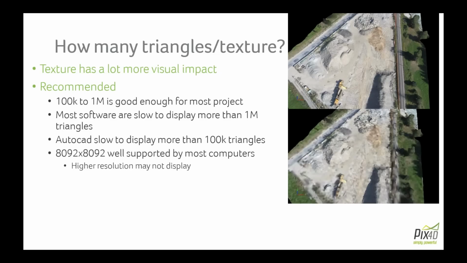So, as a short summary of this slide, the default values that we've put in the software are 1 million for the triangles and 8,000 for the texture. If your goal is to display in AutoCAD, then you should definitely try to reduce to 1,000 and maybe even reduce the texture to 4,000 by 4,000. If you want to export to web viewers such as Sketchfab, then it's better to also lower to 100,000 triangles and to go for a texture of 8,000 by 8,000.